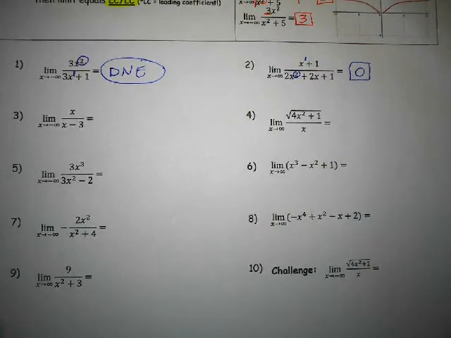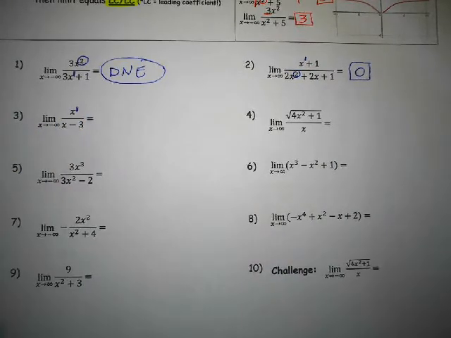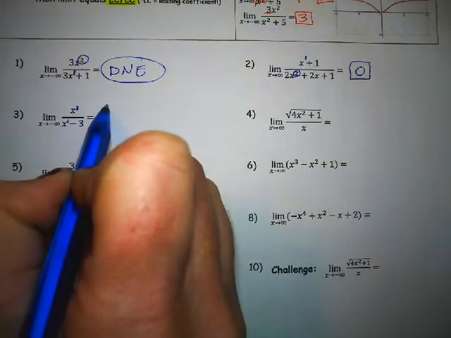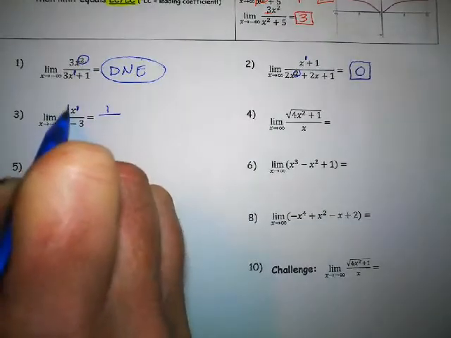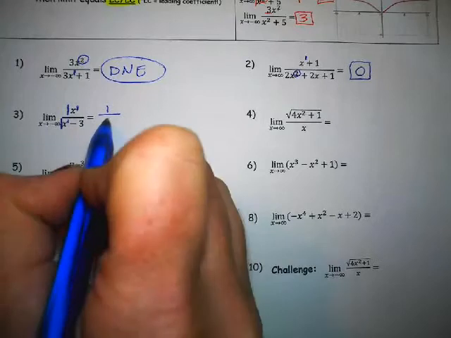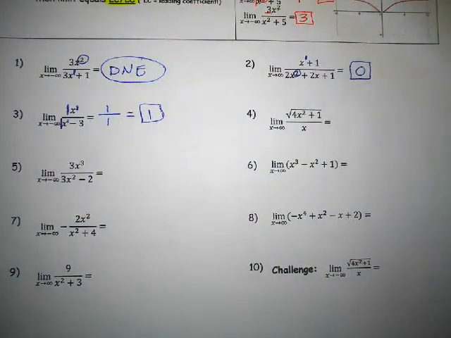Okay, number 3. Degree of the numerator's 1, degree of the denominator's 1. So I notice they have the same degree. When it's the same degree, it's the leading coefficient of the numerator, which was 1, and the leading coefficient of the denominator, which is also 1. So I get an answer of 1.